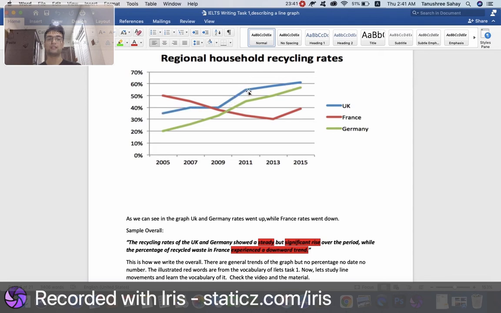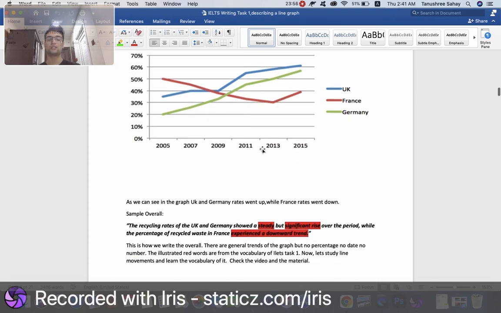So the blue line goes up, and the green line also goes up, which means their rates went up. France, on the other hand, is the red line, and it went down. So these are the key information. We have 3 key pieces of information according to our countries, because we have 3 lines.